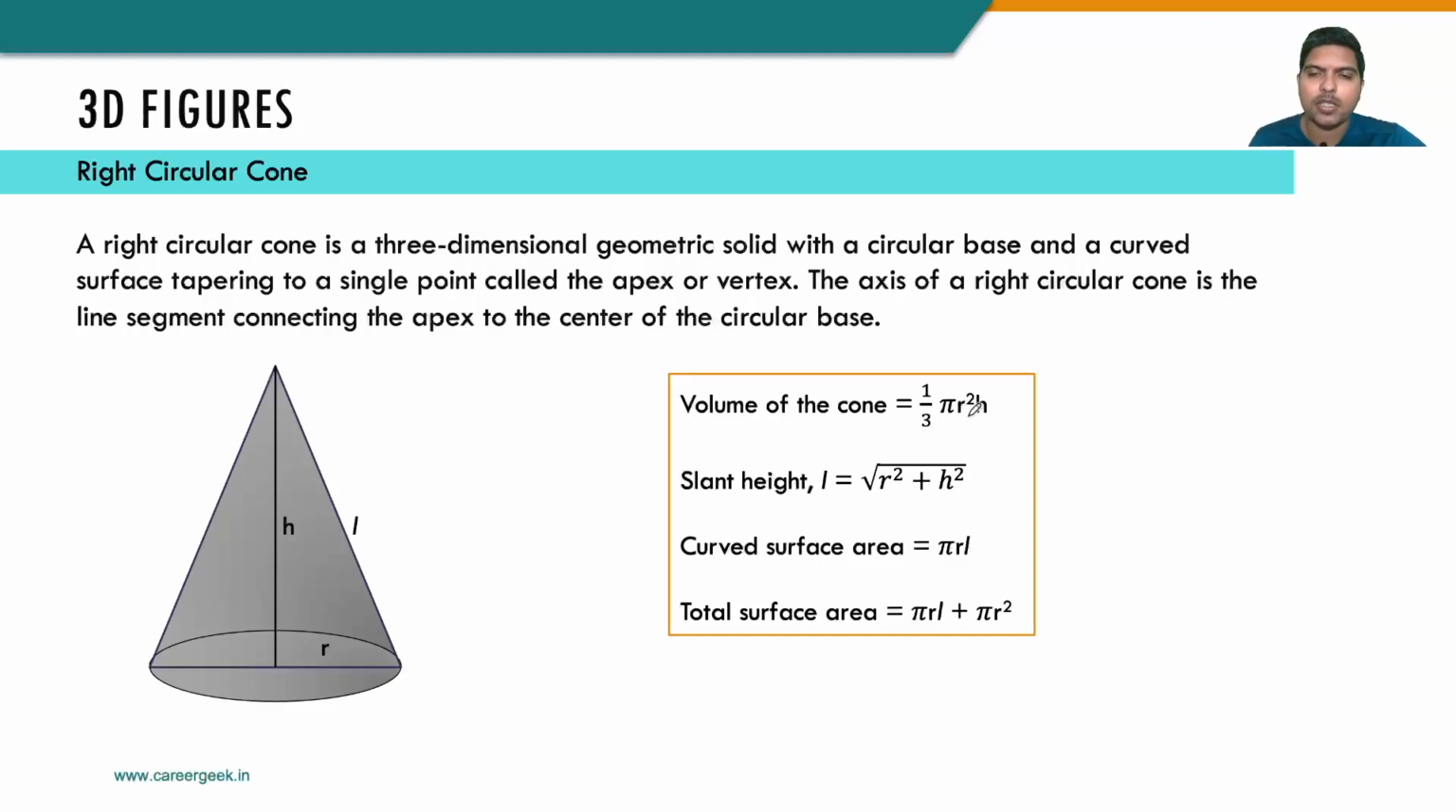Volume of cone is 1/3 of volume of cylinder, right? 1/3 pi r square h. What is slant height? Slant height is this length. Okay, as you can see, this is a Pythagoras. So you apply Pythagoras theorem, you get slant height. Curved surface area, pi into r into L. Remember, derivation is not important. Total surface area, I told it's curved surface area plus the circle, pi r l plus pi r square.